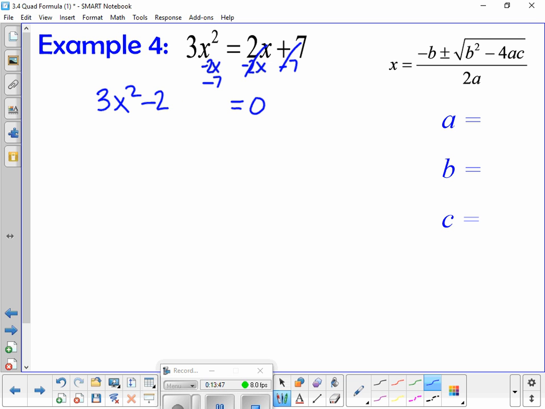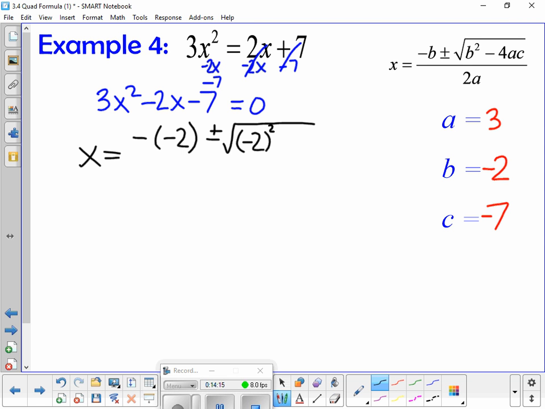Now, none of those terms combine, so we have to just write them out as separate terms, and I wrote it in standard form. So now that it's in standard form, we can identify our a value is 3, our b value is negative 2, and our c value is negative 7. So we can use the formula here. X equals negative b plus or minus the square root of b squared. This is where it really matters that you have those parentheses. Minus 4 times a times c, and this is all divided by 2 times a.